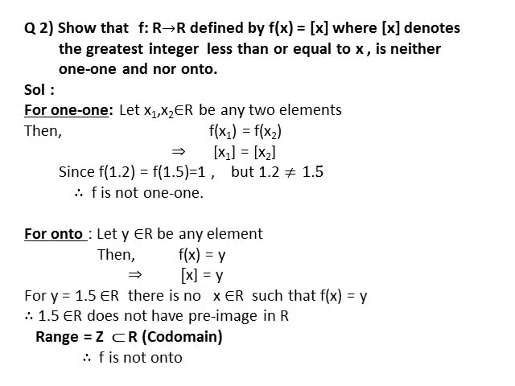For onto, let's find out range of the function. As f(x) is a greatest integer function, its range is equal to set Z of all integers, which is a subset of set R of all real numbers. So here, range is a subset of codomain and range is not equal to codomain. Therefore, f is not onto.